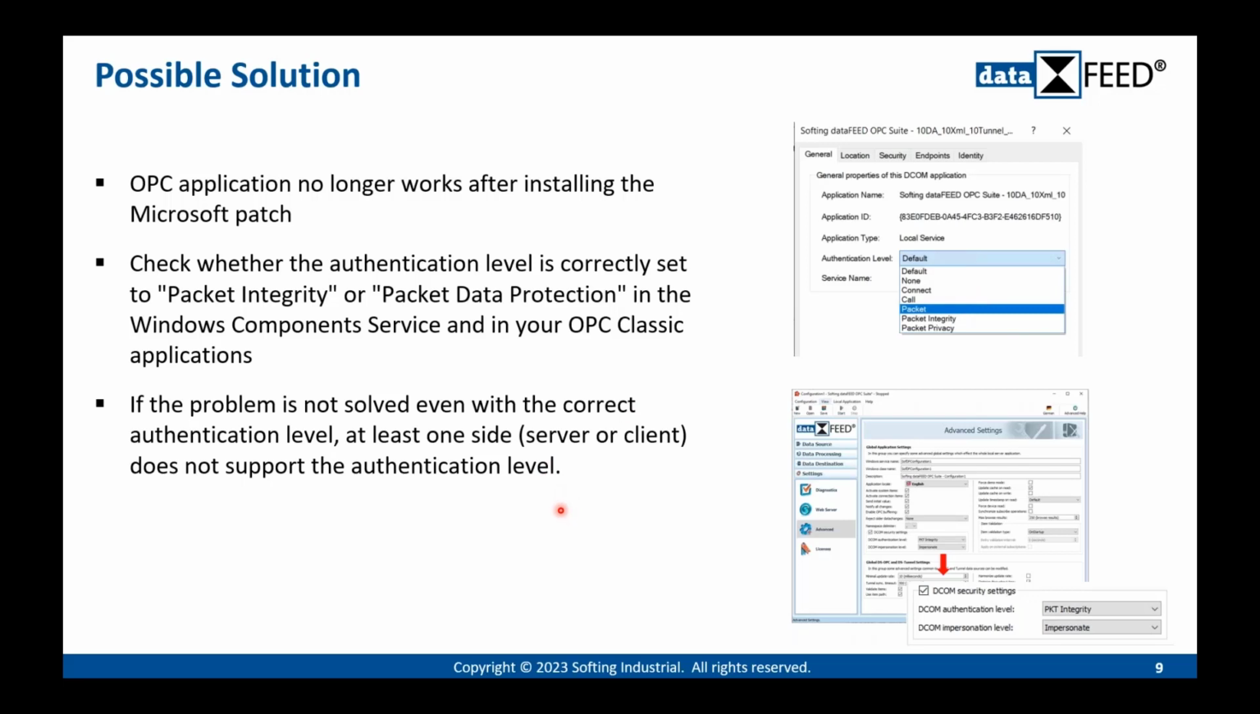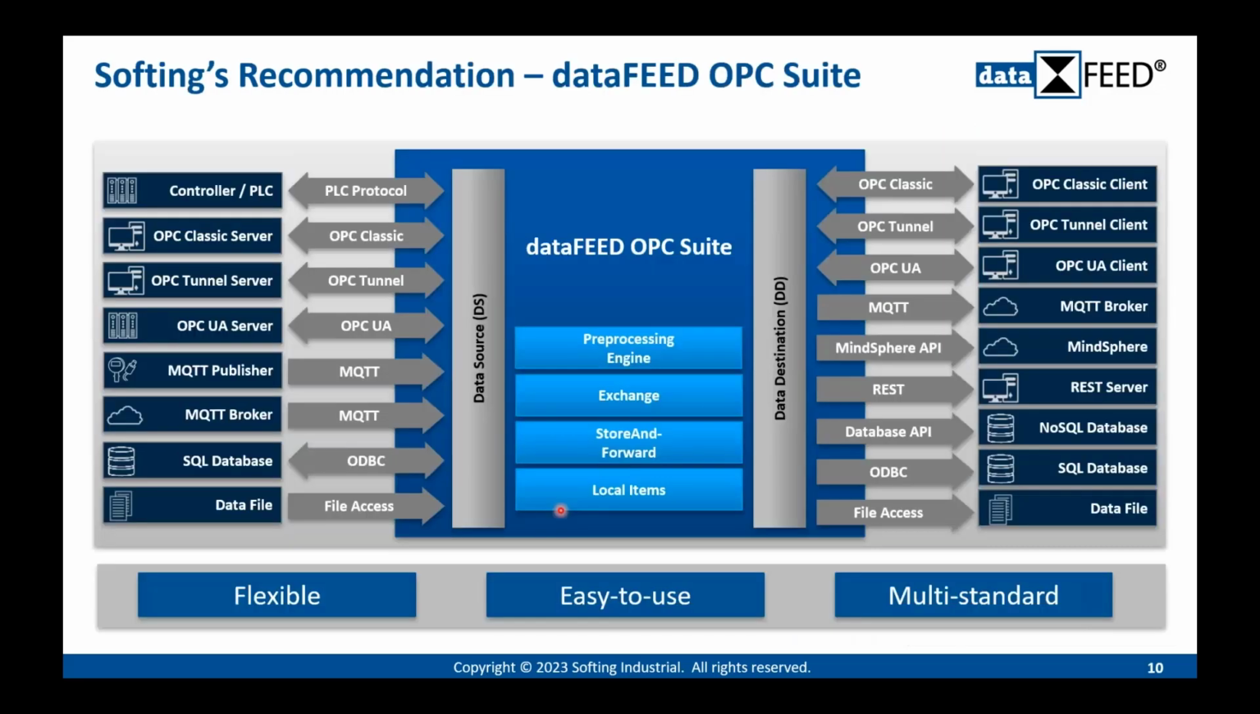So from Softing's side, we have two solutions which may solve your problem. We have our DataFeed OPC Suite, which is an all-in-one OPC solution. We have a lot of different data sources. For example, PLC protocols to connect directly to Siemens, Rockwell or Mitsubishi PLCs. In addition, we have also the possibility to connect OPC Classic servers, OPC tunnel servers, UA servers, MQTT publisher, MQTT broker, SQL database, or data file. These are the data sources which are provided by the DataFeed Suite.